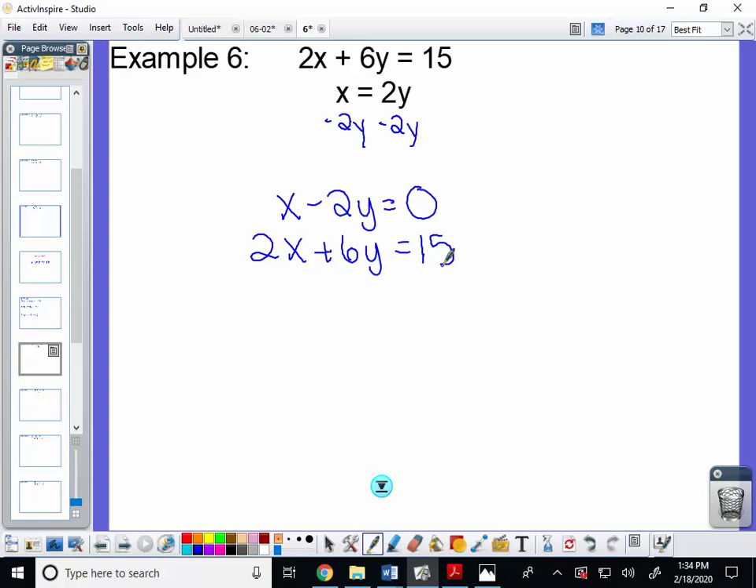I'm going to go with what Colby suggested since he suggested it first. He says multiply the top equation by 3. Thank you. Okay, so would you go ahead and put parentheses around your top equation and put times 3 on the outside. I'd like for you to go ahead and multiply that top equation by 3. So x times 3 is 3x. Negative 2y times 3, negative 6y. And 0 times 3 is 0.